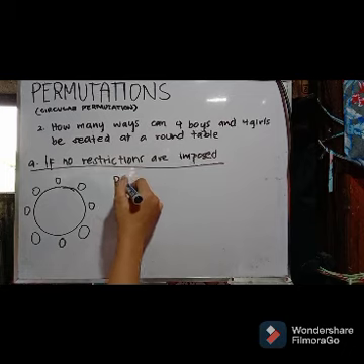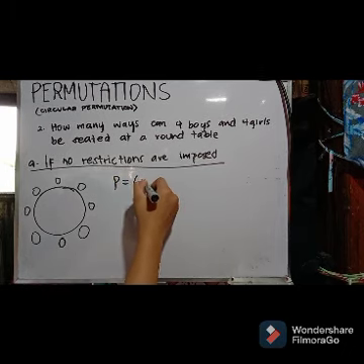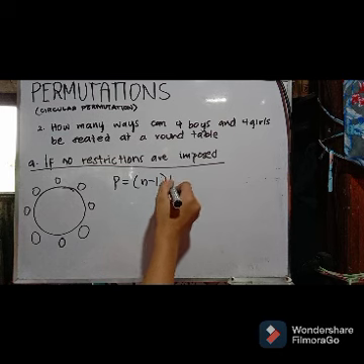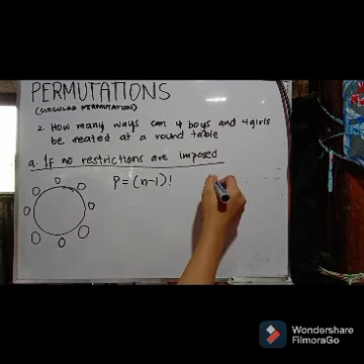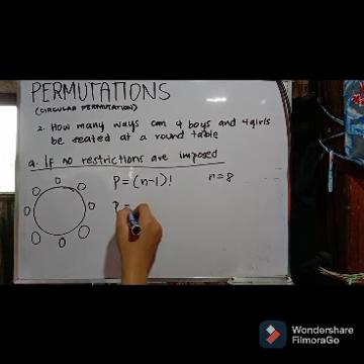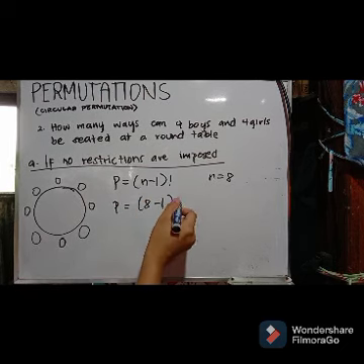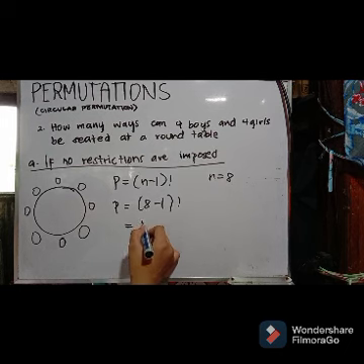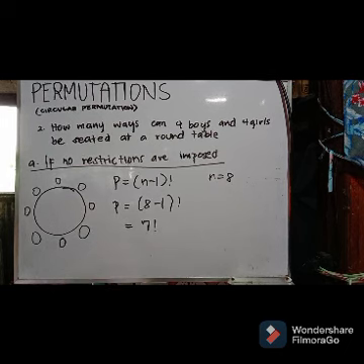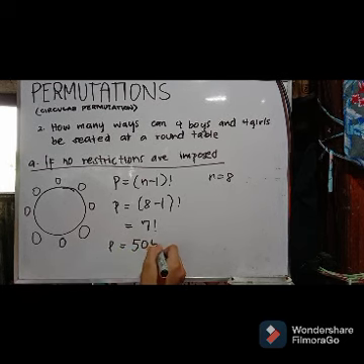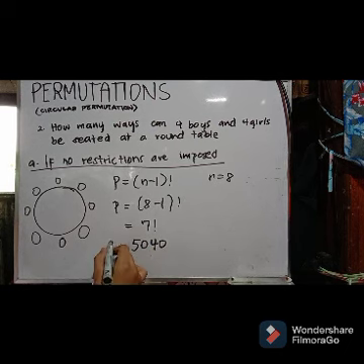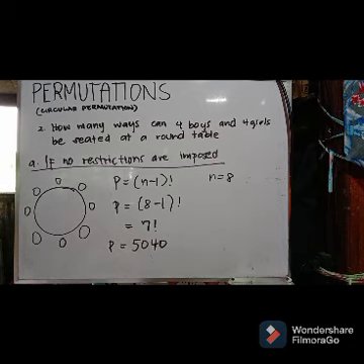So the formula for the circular permutation is n minus 1 factorial. So the n is the number of people or the number of characters. N is equal to 8. So P is equal to 8 minus 1 factorial, so it is equal to 7 factorial. So the permutation is equal to 5,040. So there are 5,040 possible outcomes if there are no restrictions imposed.